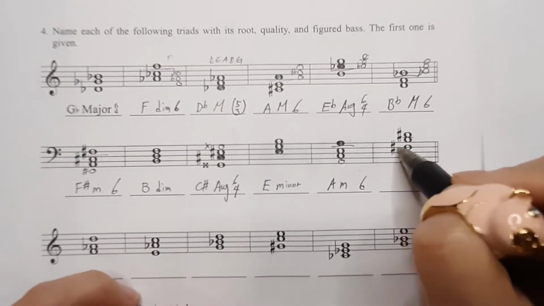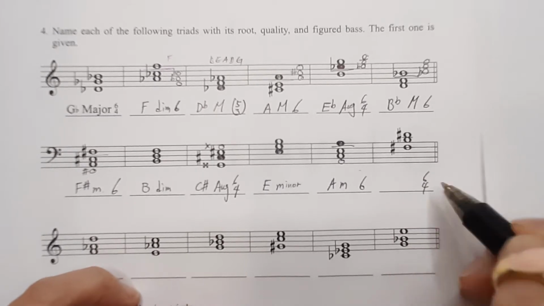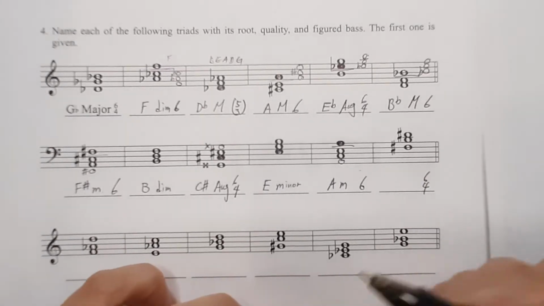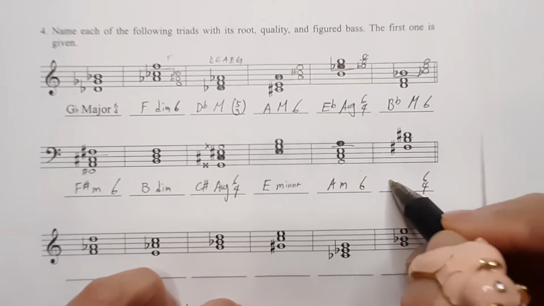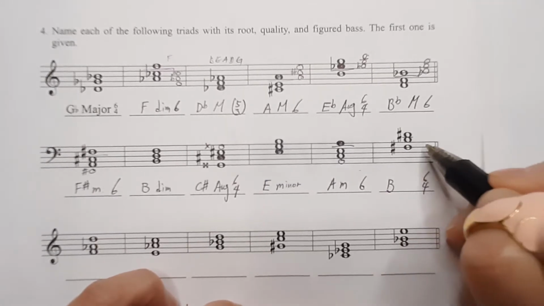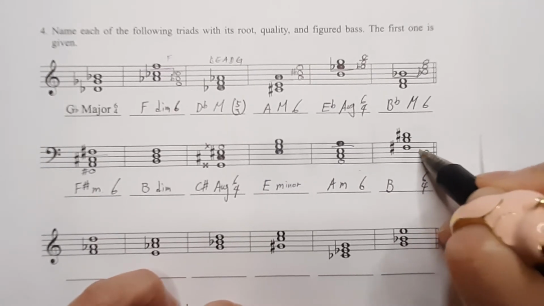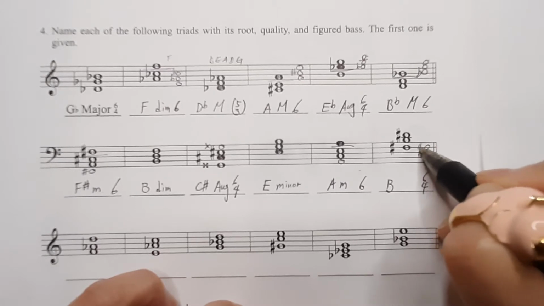No C sharp, so it's a minor. Okay. Gap is on the bottom, so the number is 6/4. And where is the root? It's right above here. So it's a B something. When you put that in order, it's going to be B, D sharp, and F sharp in simplest form, right?